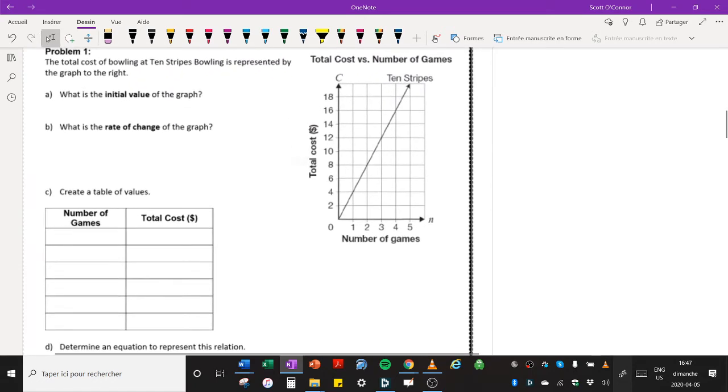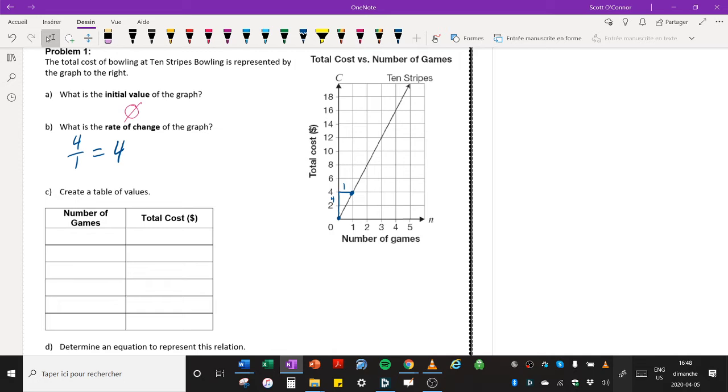Alright, so if we look here, it says the total cost of bowling at 10 Stripes Bowling is represented by the graph on the right. What is the initial value of the graph? Well, if you look here, what's the value of y when x is equal to 0? Well, the value is 0, so the initial value here is 0. What is the rate of change? And you've learned how to do rate of change or slope before. We go like this and this. We compare these 2 points. It's going up by 4. It's going over by 1. So 4 over 1 gives us a rate of change of 4.